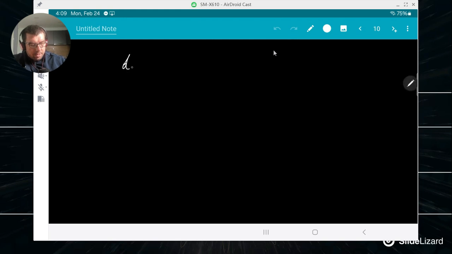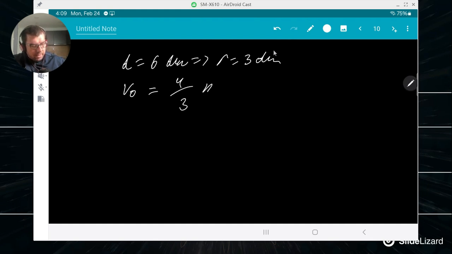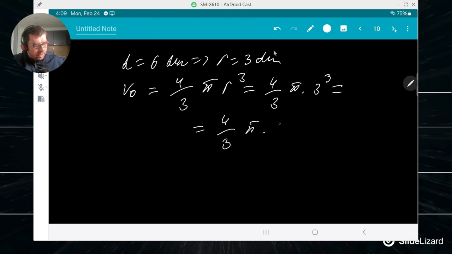So if the diameter is 6 decimeters, this means the radius is 3 decimeters, and the volume of a sphere is calculated by the formula 4/3 pi r to the power of 3. So 4/3 pi times 3 to the power of 3, 4/3 pi times 27. Reduce this, it is 9, so 4 times 9, 36 pi decimeters cubed.